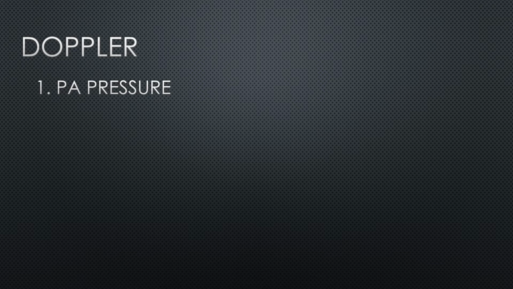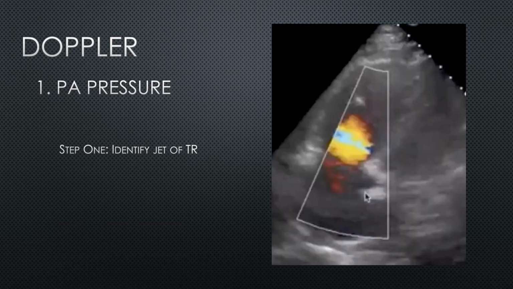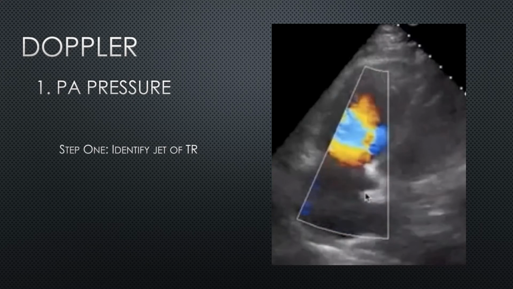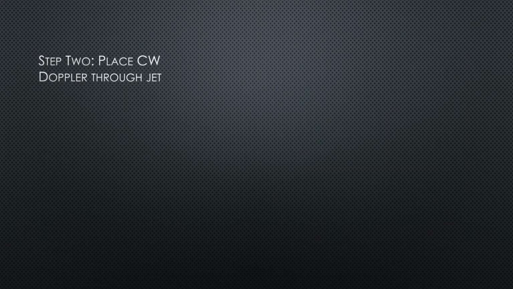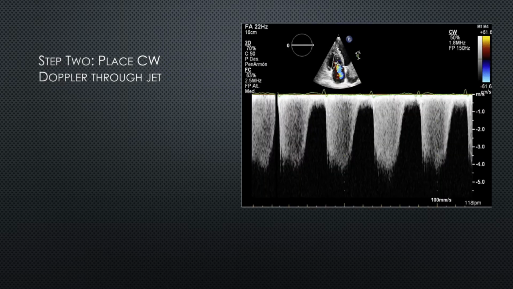So the first one is pulmonary artery pressure. To measure this, step 1 is to identify the jet of tricuspid regurg. Then step 2 is to place your continuous wave Doppler through the regurgitant jet on your color Doppler, and you'll get a spectral waveform like this. So here's a velocity. We can see the peak velocity here is about 4 meters per second.